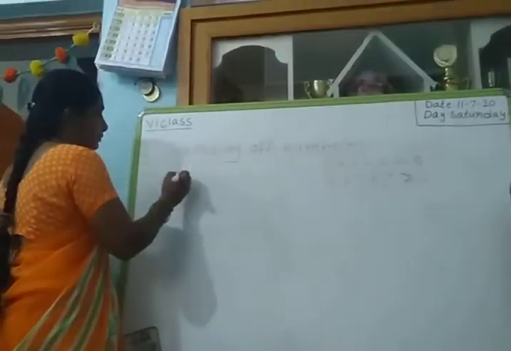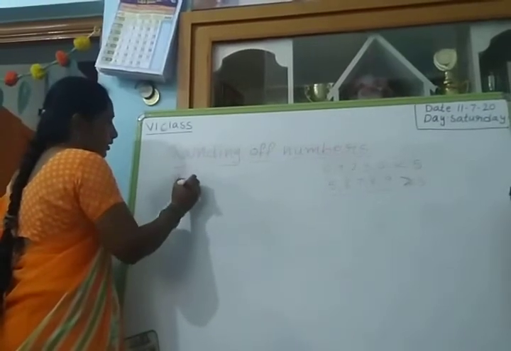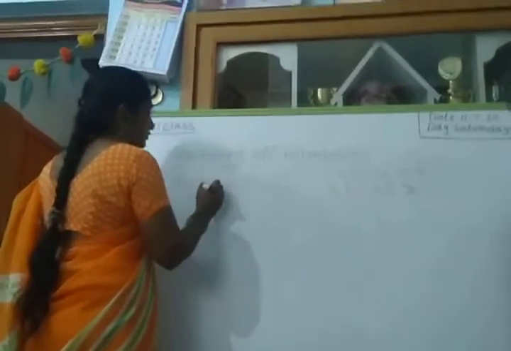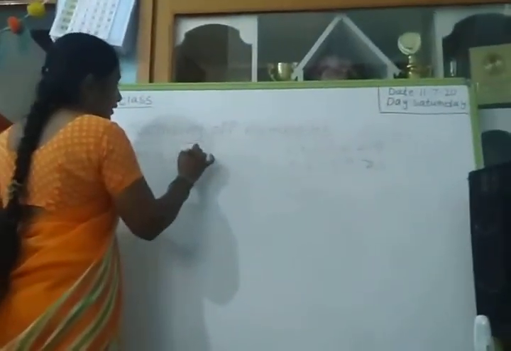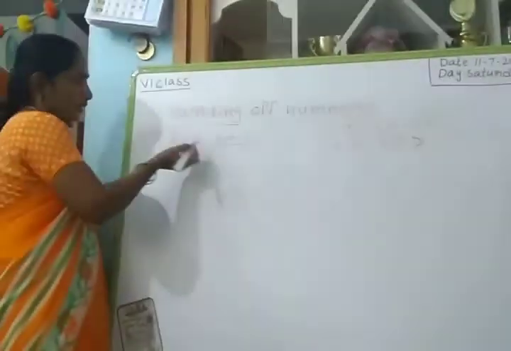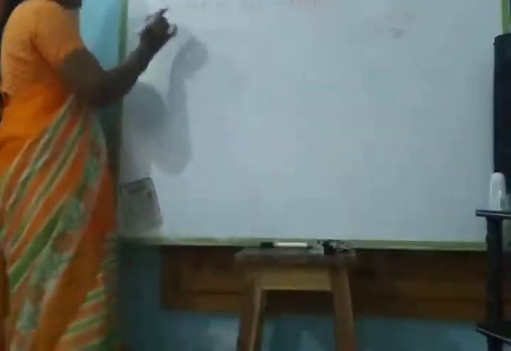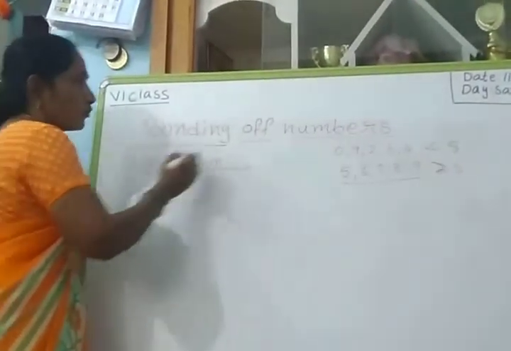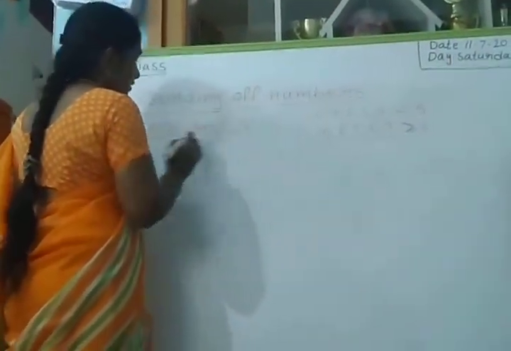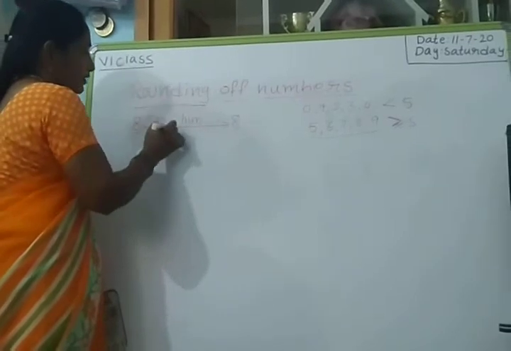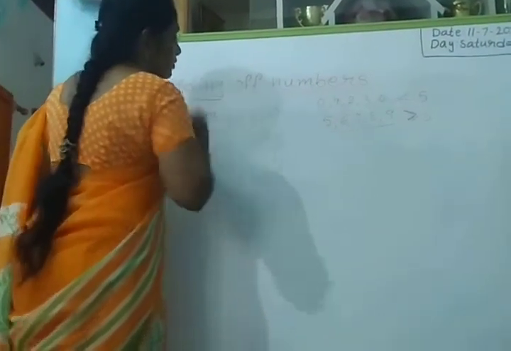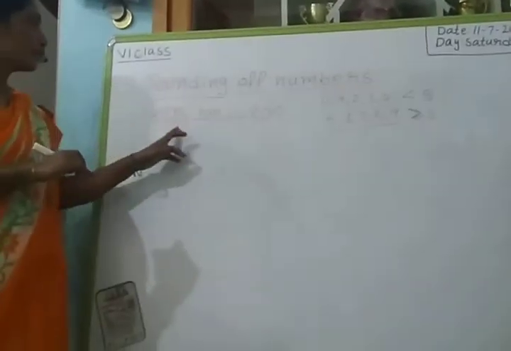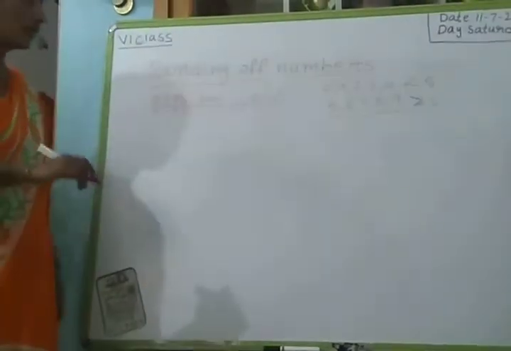See one example. 843. Round off to the nearest hundreds. We have to round off the hundreds place. Then which digit do we have to see? The tens place. Which digit is there? 4. 4 is less than 5, so no need to add; write the hundreds place as it is, and make the remaining ones and tens places 0. So 843 to the nearest hundreds is 800.